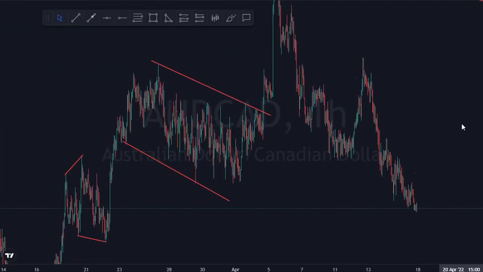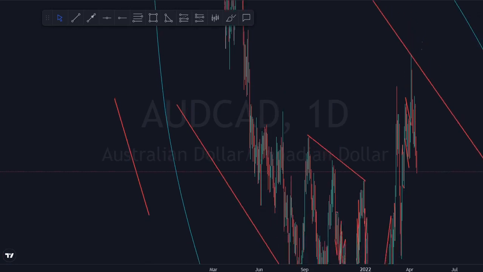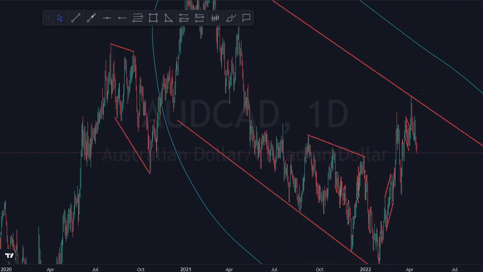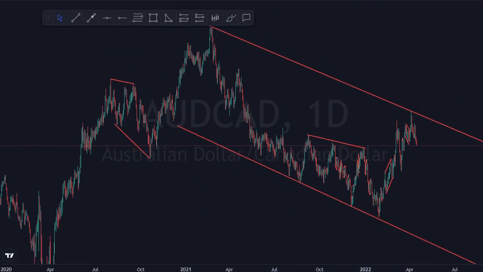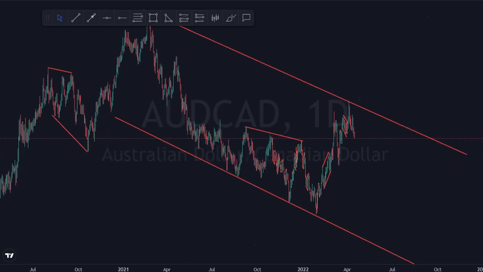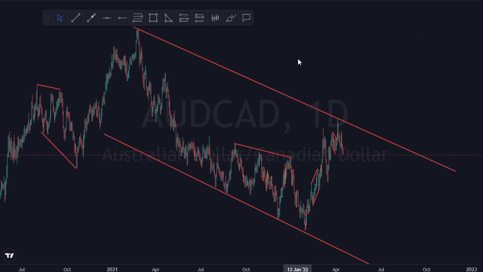AUDCAD. Let's move to the daily time frame. Just identify what is going on. Okay, guys, this is a descending pattern, and like I said, descending patterns are usually reversal patterns. So what I'm looking for is a buy. Price might reverse and just break out here. I'll be looking for that buy.